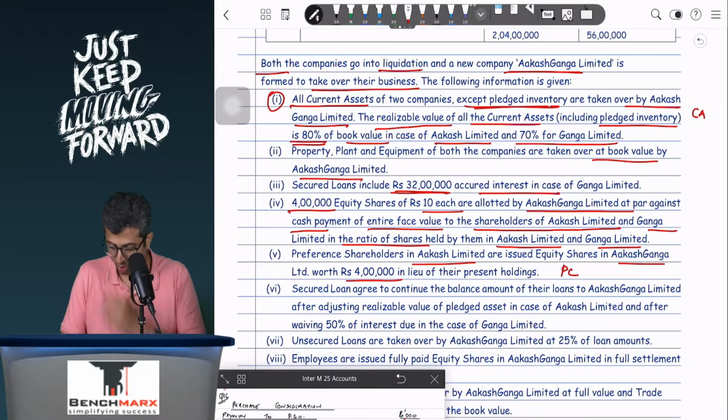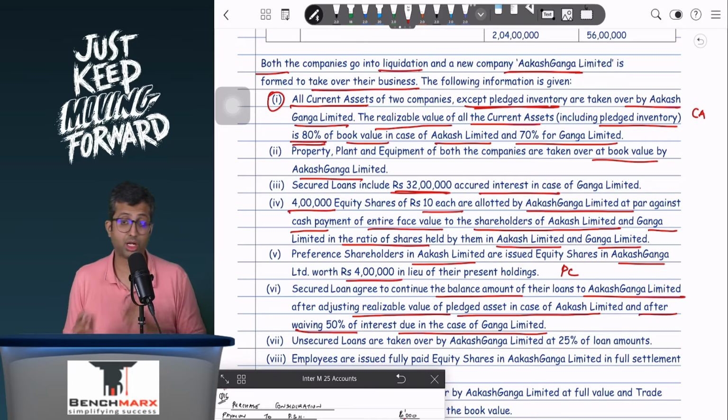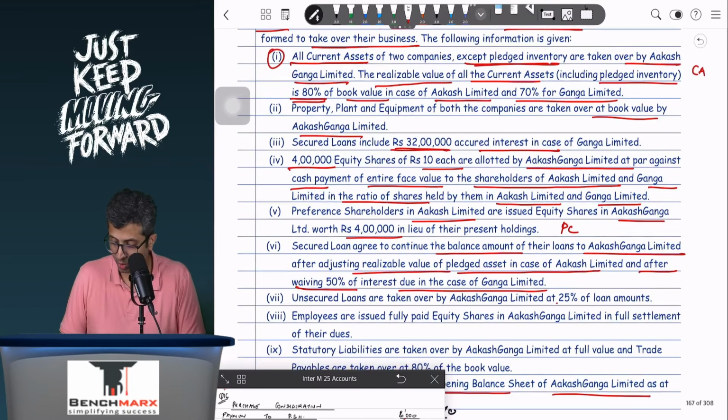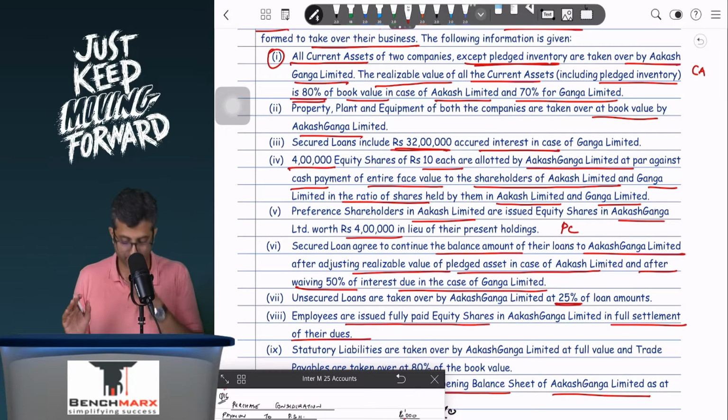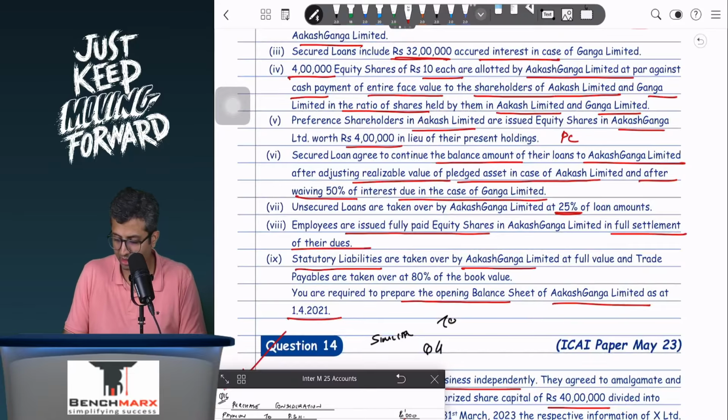Secured loan holders agree to continue the balance amount of their loans to Akash Ganga after adjusting the realizable value of the pledged asset in case of Akash and after waiving 50% of interest due in case of Ganga. All of these are adjustments to net assets. Unsecured loans are taken over at 25% of the loan amount, and employees are issued fully paid equity shares of Akash Ganga in full settlement of their dues. So basically, you will have to figure out the PC, which seems to be using net assets. Statutory liabilities are taken over by Akash Ganga at their full value, and trade payables are taken over at 80% of the balance sheet value.